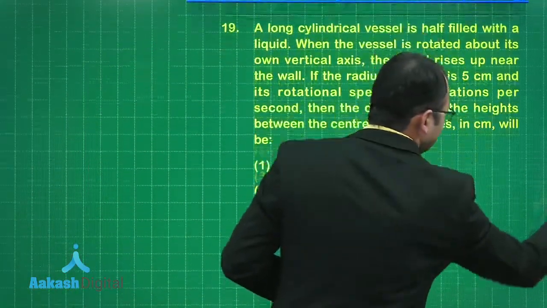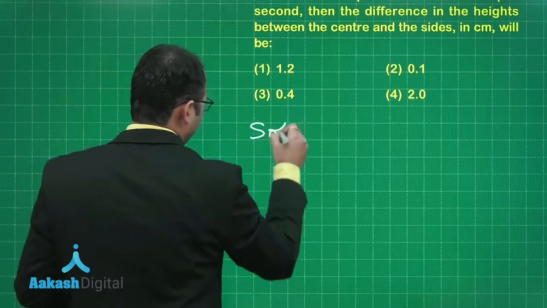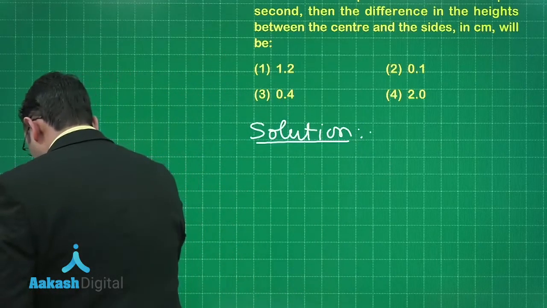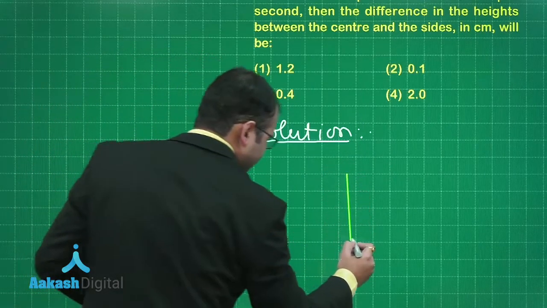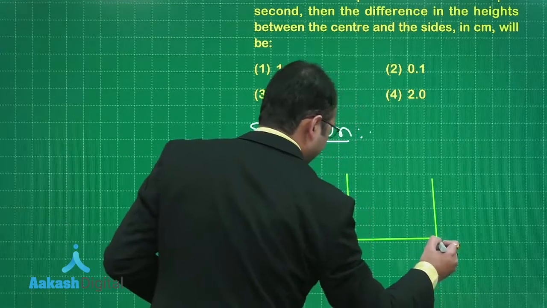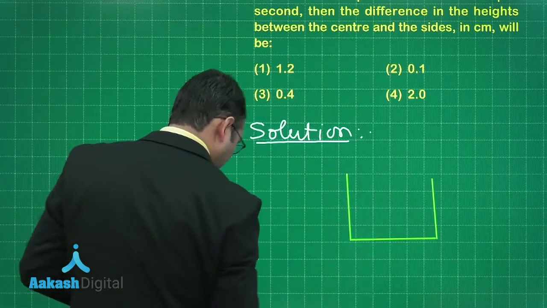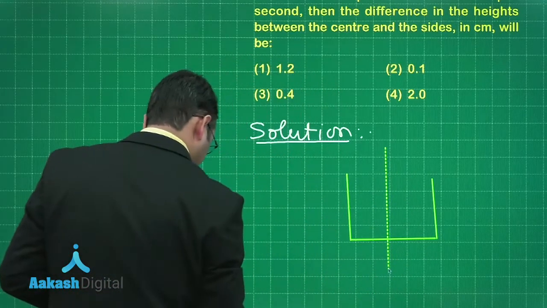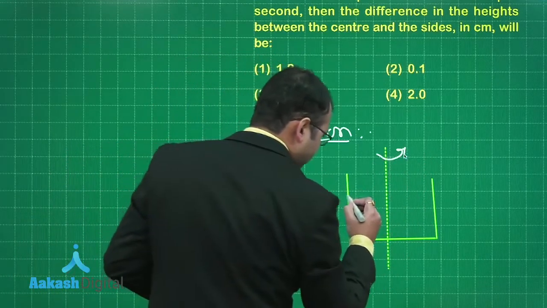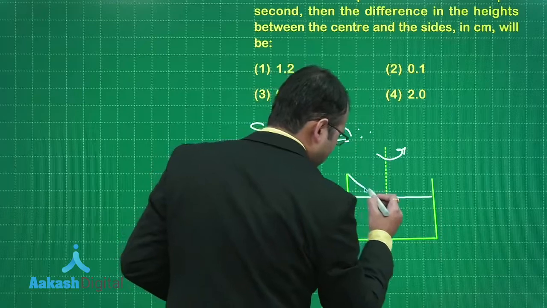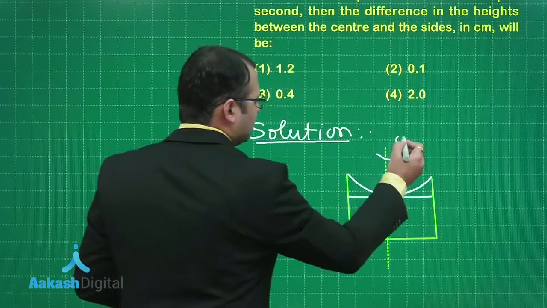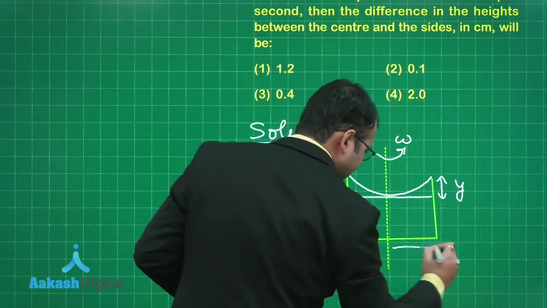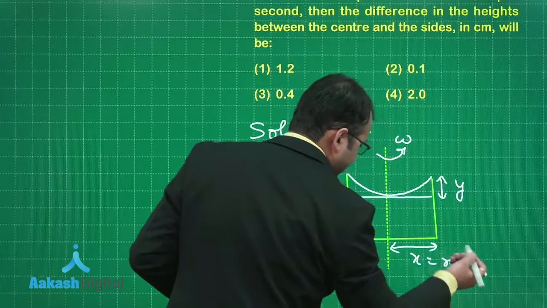So let's see the diagram first. In order to understand this, we need to know the diagram, right? So let's take this to be the container, right? And it was rotating about its central axis in this manner, right? So the liquid which was normally like this, it moved up to this shape due to this angular rotation. What we want is, what is the value of this y if this is the value of x, and this is basically the radius, right?